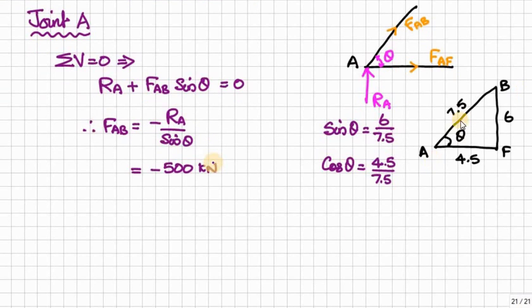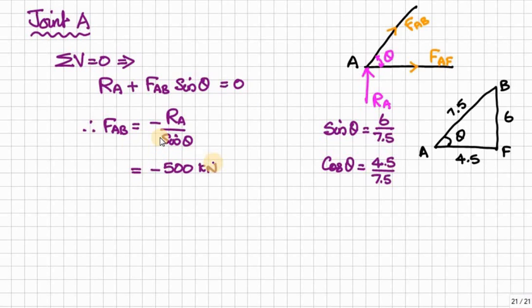From the geometry, AB is equal to 7.5 meter length and AF is given as 4.5 meter. Then PF is given as 6, the overall height of the truss. Therefore sin theta is equal to opposite side divided by hypotenuse, that will be 6 by 7.5. Cos theta is equal to adjacent side divided by hypotenuse, so 4.5 by 7.5. Therefore FAB is equal to minus RA divided by sin theta, which is equal to minus 500 kN. So minus indicates that FAB, initially assumed as tension, is actually a compression.